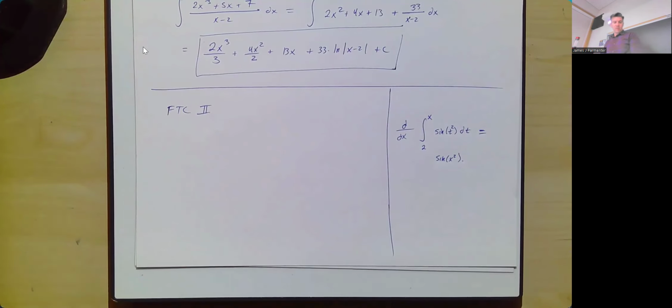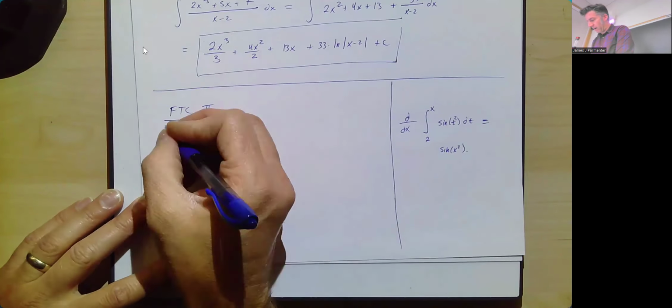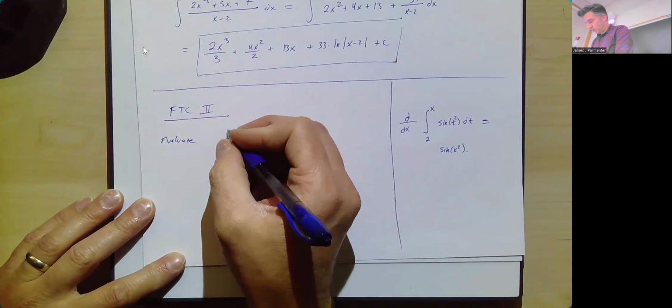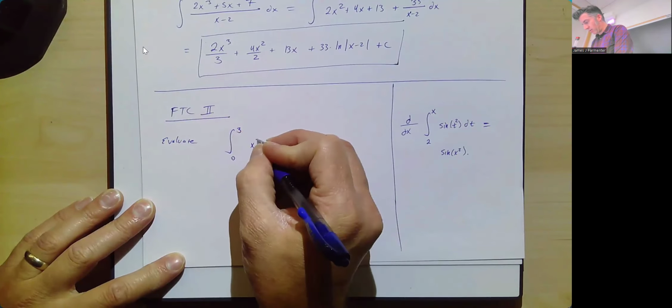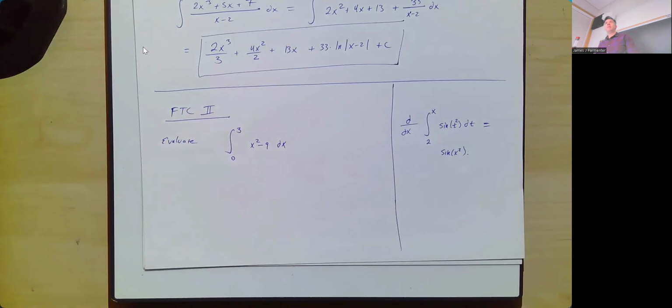But let's say we wanted to evaluate the definite integral from 0 to 3 of x squared minus 9 dx. The nice thing about using the fundamental theorem of calculus is you don't have to be able to draw the region that you're talking about. You're finding some area of some region, but you don't have to actually see the region. So here's how we do it.